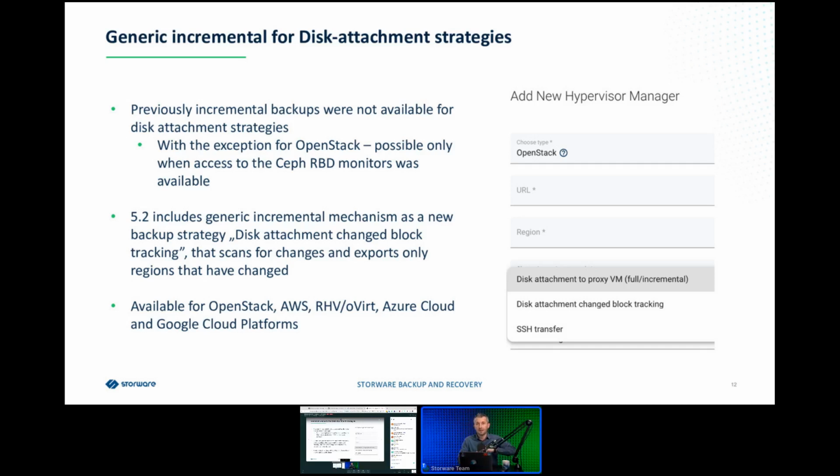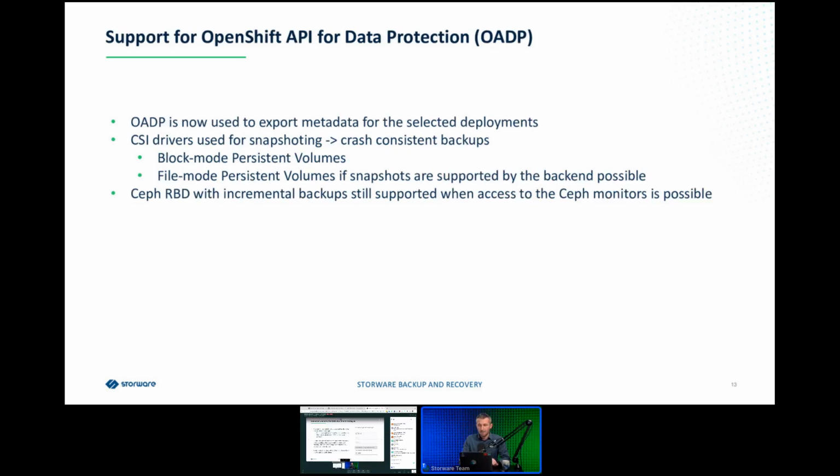compare two different snapshots. We find only the blocks that changed between these two snapshots and send the increment between those two. So right now, based on this strategy, we can support OpenStack, AWS, RHV, Azure, and Google Cloud. So whatever you're using for disk attachment, it's available for all of these supported platforms.